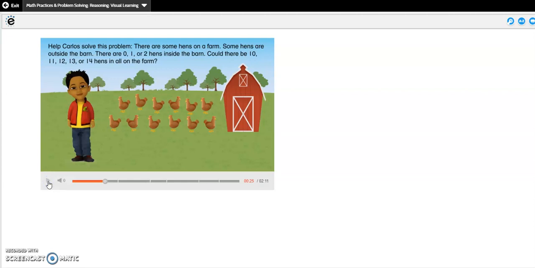Okay, so this is a tough question. They're telling us that there are some hens outside the barn, and we can see them right here. But there are also some hens inside the barn, and since the barn door is closed, we can't see them. But they're telling us that there might be 0, 1, or 2 hens inside the barn. So we have to try to figure out what are the possible numbers of hens there might be in all. So outside the barn and inside the barn.